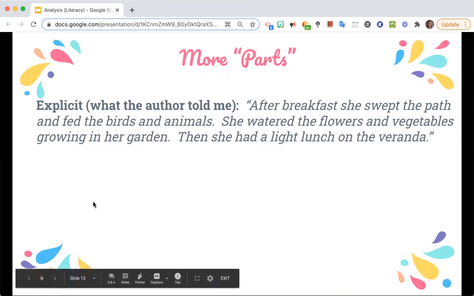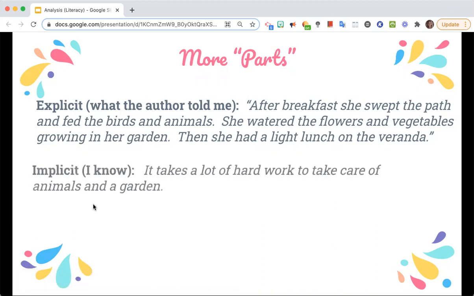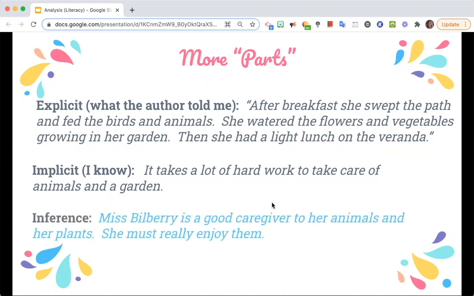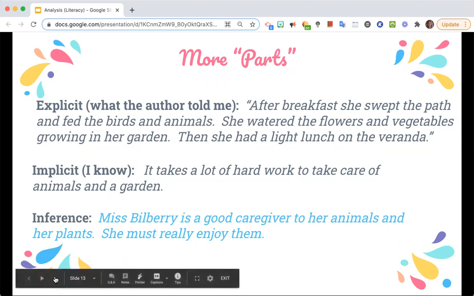I'm going to pair that with what I know and my reasoning. It takes a lot of hard work to take care of animals and a garden. I know that it takes a lot of work to take care of animals and also to keep flowers and vegetables growing and keep them alive. So that's going to lead me to the inference that Miss Bilberry is a good caregiver to her animals and her plants. She's a hard worker. She must really enjoy them. Again, it might not be your inference, but it is mine.